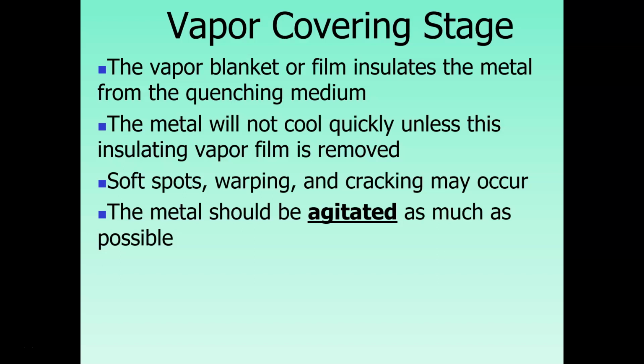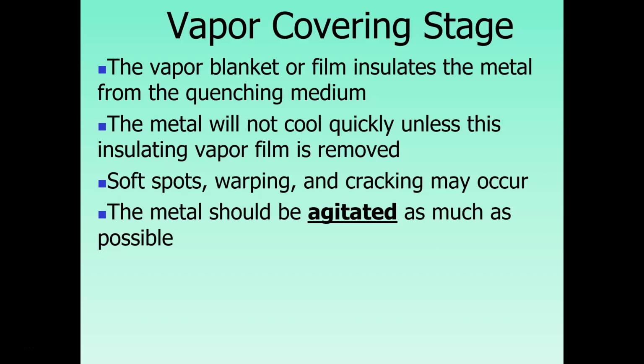The vapor covering can be removed by quickly agitating the metal in the quenching medium. If the film is allowed to insulate the metal, again, soft spots, warpage, and cracking can occur. What is the cooling medium during the vapor formation stage? What is the cooling medium? What is around the part?